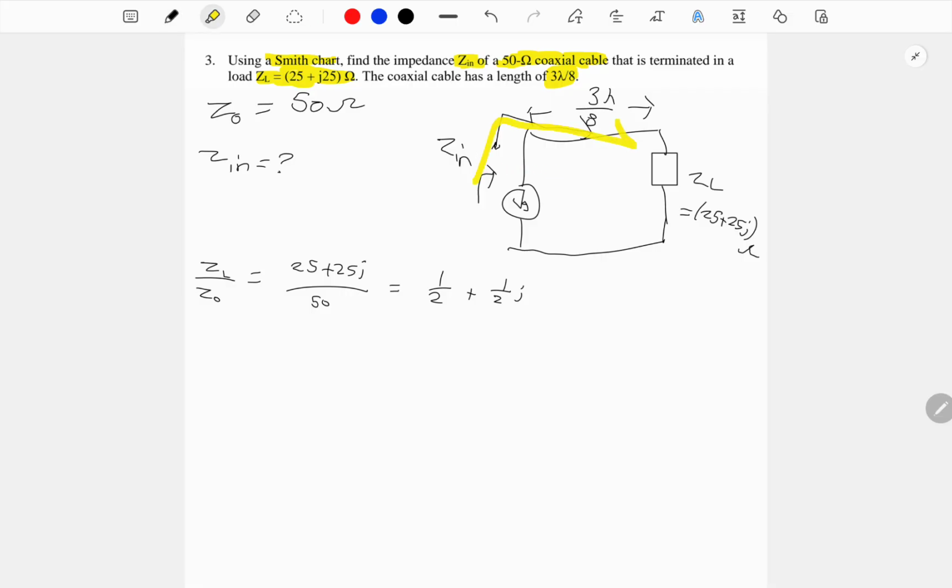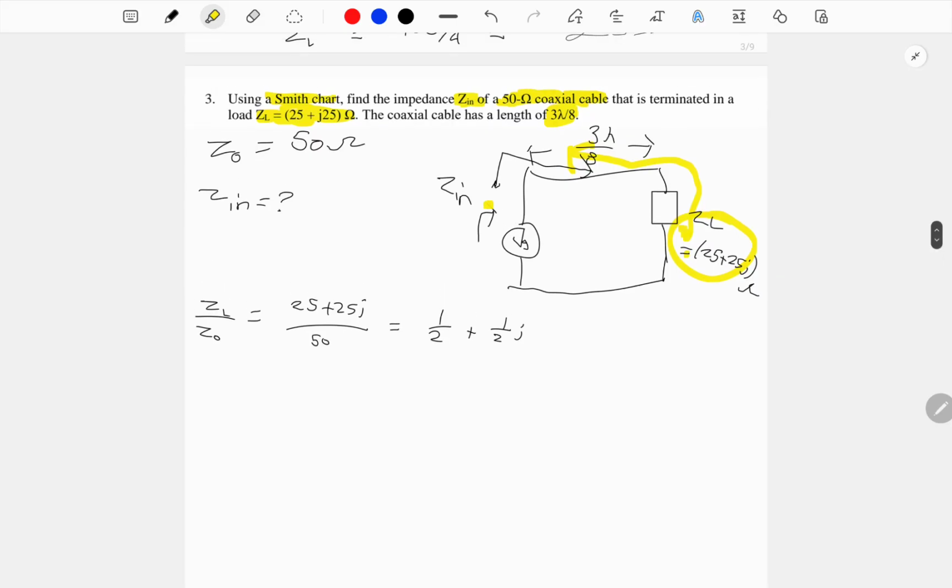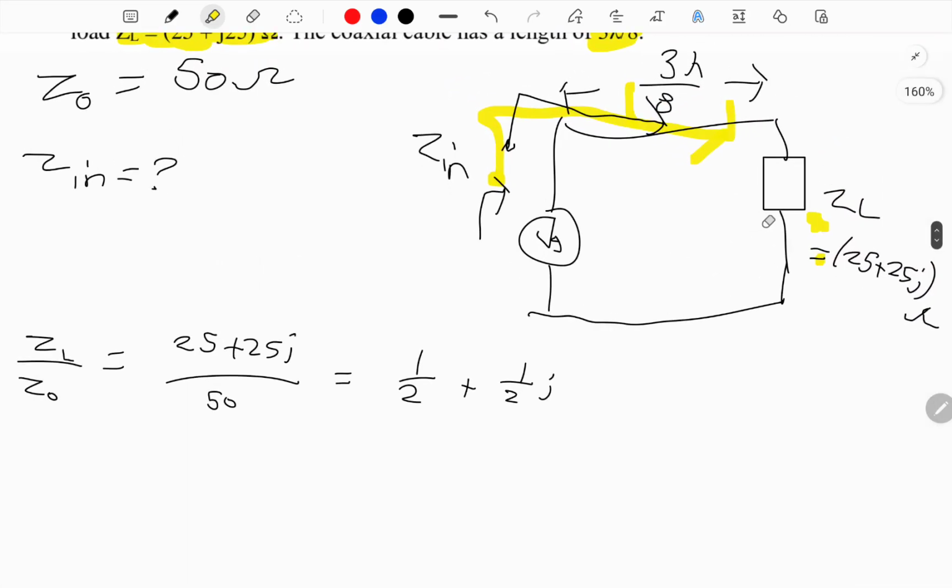This is just kind of a common sense thing. I was confused about it as well. I'm like, oh, what does this from the load to the load thing mean? But if you have the ZL, you'd be over here, and you're basically coming from the load. But if you have the input impedance and you want to find ZL, you have to go to the load from Zn. So that's how it works.